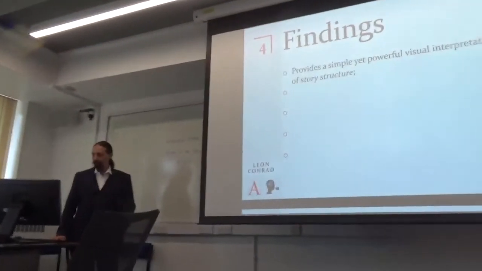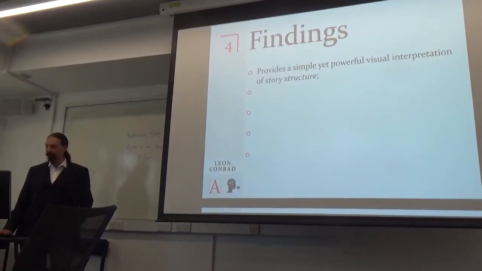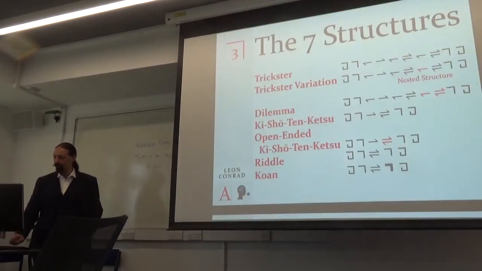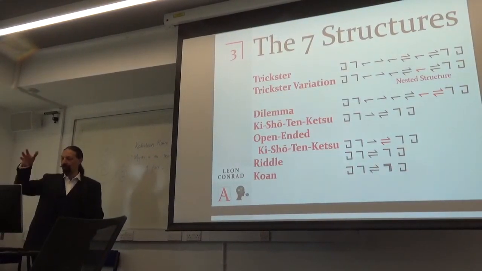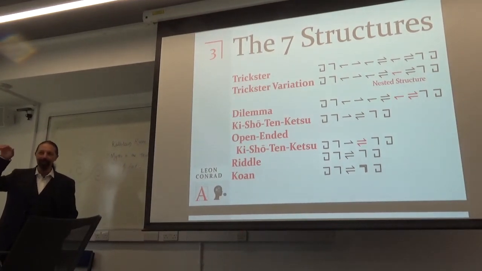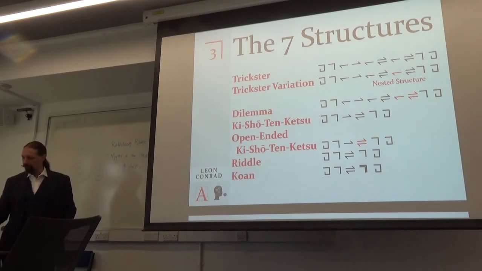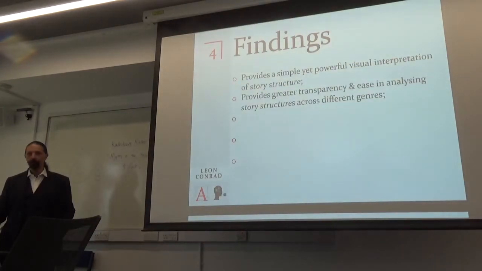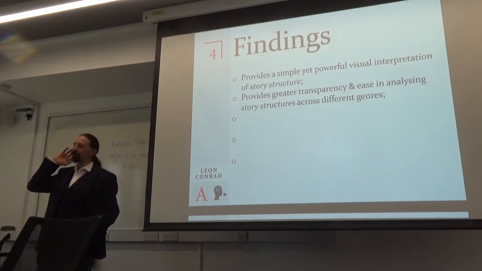So just to end, I think the calculus provides a simple yet powerful visual interpretation of story structure. You can go to these and say, look, we're talking about this structure. If you're familiar with this stuff, you can immediately get the shape of the story. You don't need all the words. That's a bit of a pity. No, you do need the words. The story is about history. But I'm not going to get a bedtime story tonight, just look at these symbols.